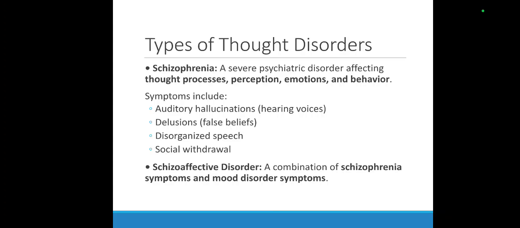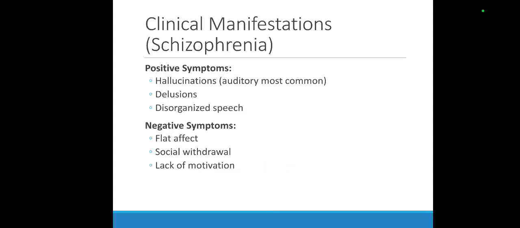Another type of thought disorder is schizoaffective disorder. It is a combination of schizophrenia symptoms and mood disorder symptoms. So what are the clinical manifestations of a patient who has schizophrenia? They have positive and negative symptoms. Positive symptoms may include hallucinations. Auditory is the most common hallucination of patients with schizophrenia. We have delusions and disorganized speech. As for negative symptoms, these include flat affect, social withdrawal, and lack of motivation.